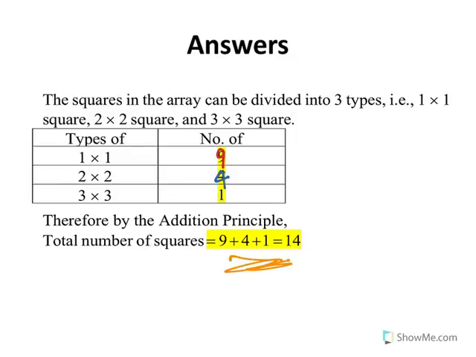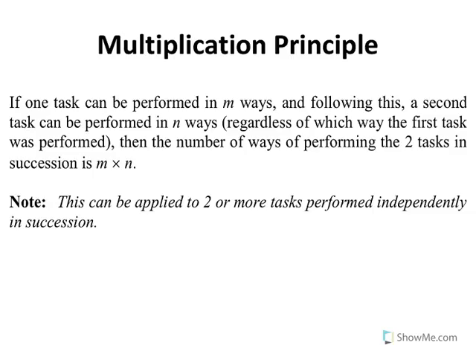Okay. 9 plus 4 plus 1, total is 14. Easy, right? So this is just the addition principle. Key thing to note, the choices cannot occur at the same time. Alright? Next one.